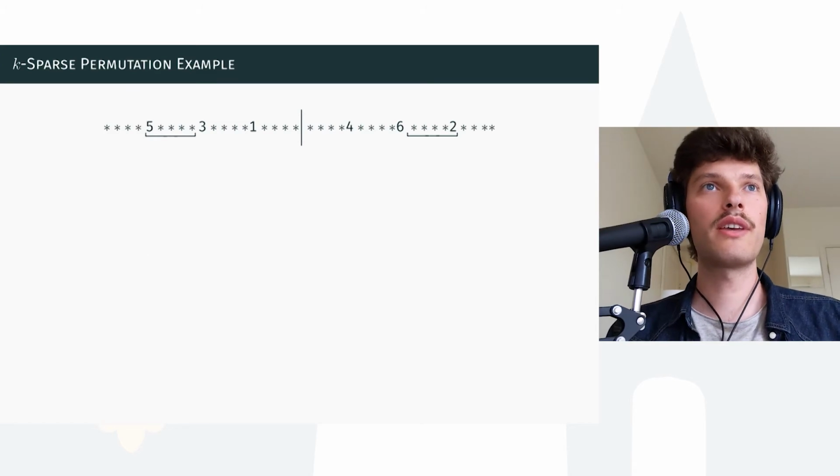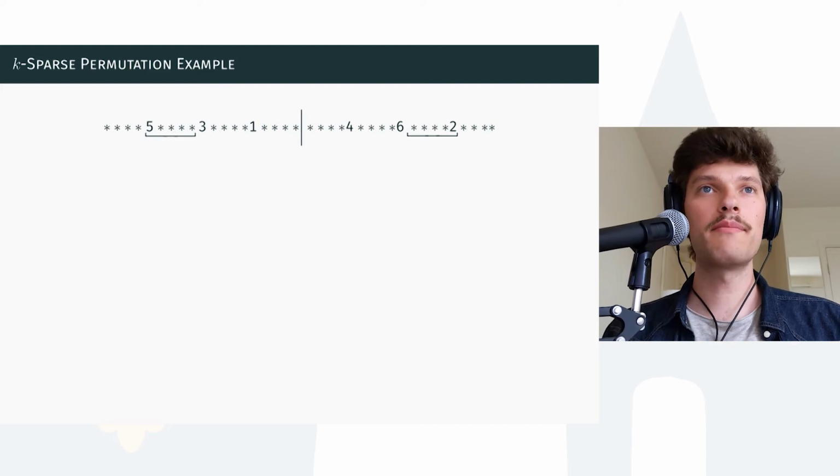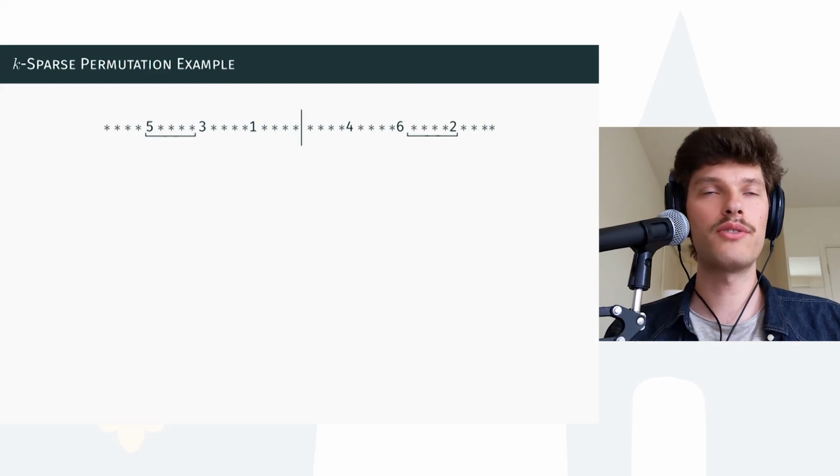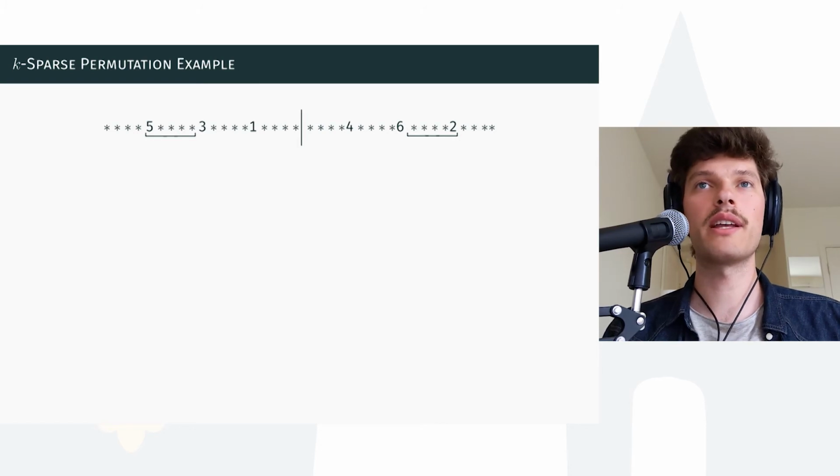So let's say we have a K-sparse permutation, and that means something as follows. So let's say we have a 6-sparse permutation. That basically means that we have 6 qubits that need to be routed. So here we have 6 qubits that need to be routed, one that needs to be routed to the 5th one, the second one needs to be routed to the 3rd one, etc. And the rest of the qubits need to stay in place.